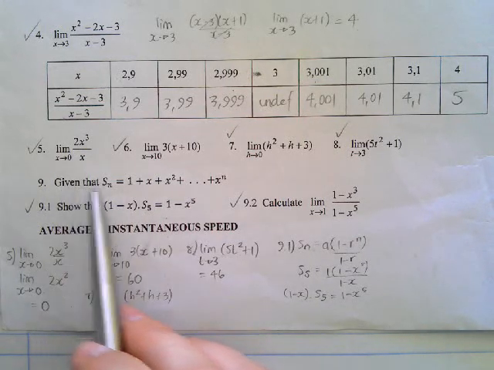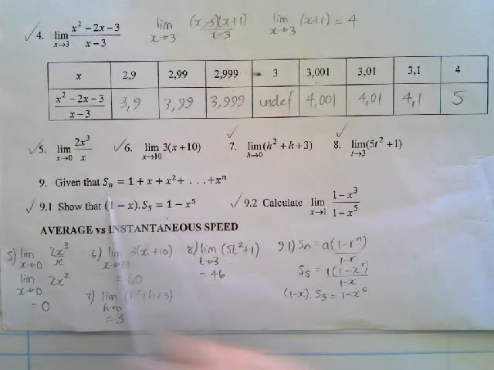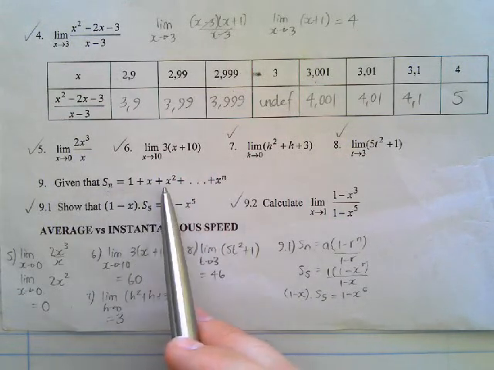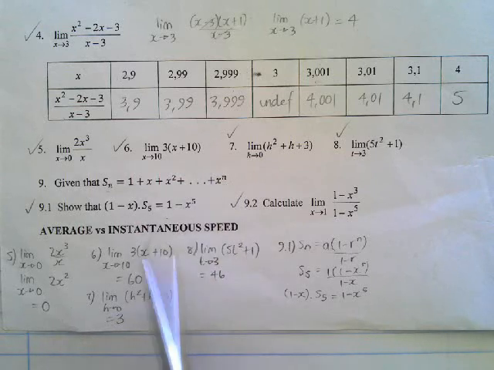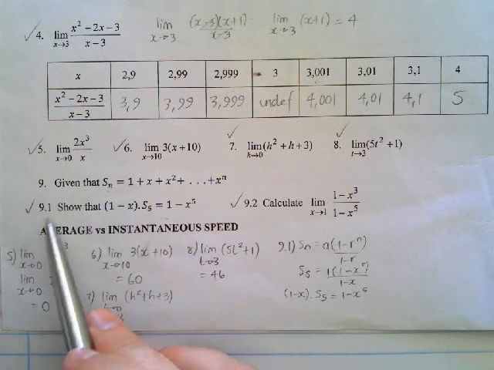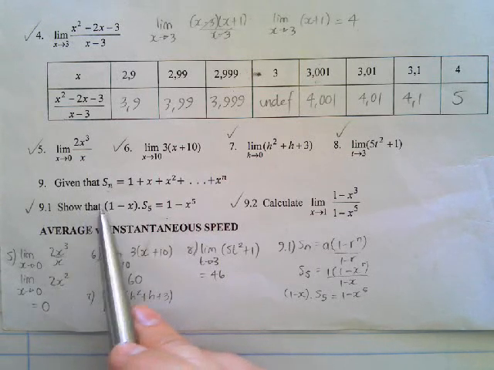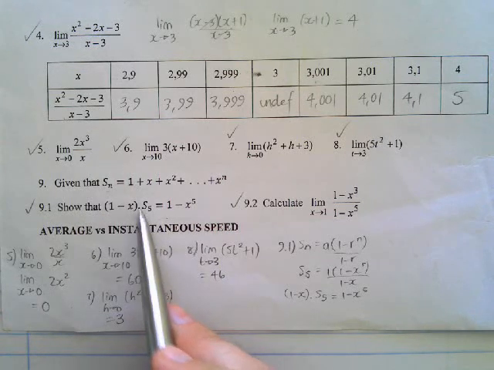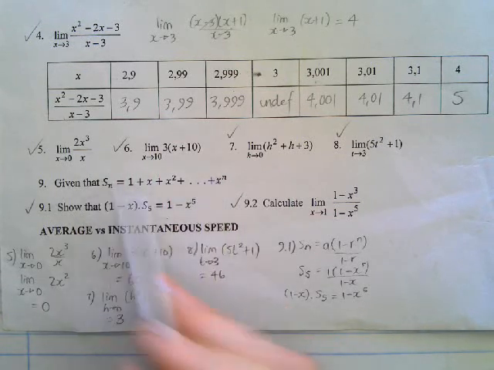Look carefully, I'll go through it quickly. It said, given that the sum of a certain number, 1 plus x squared plus and so on, you can see that this is a geometric series where our r value is x. Okay, so in 9.1, it says, show that all that. In other words, the sum of 5 of these terms.